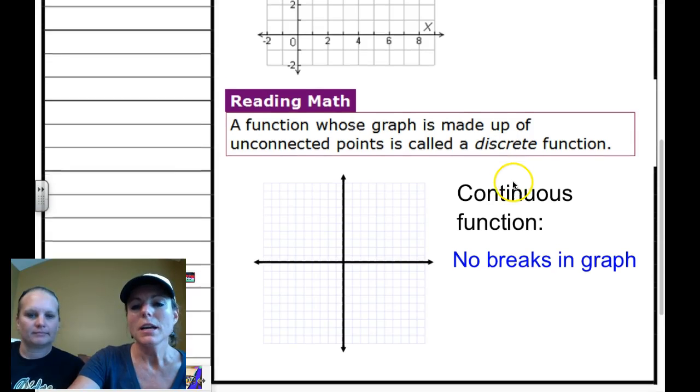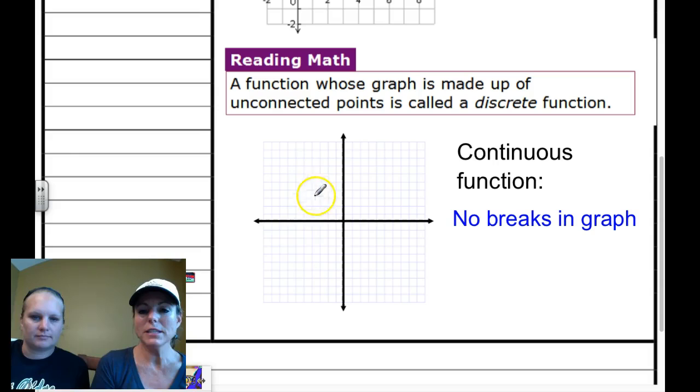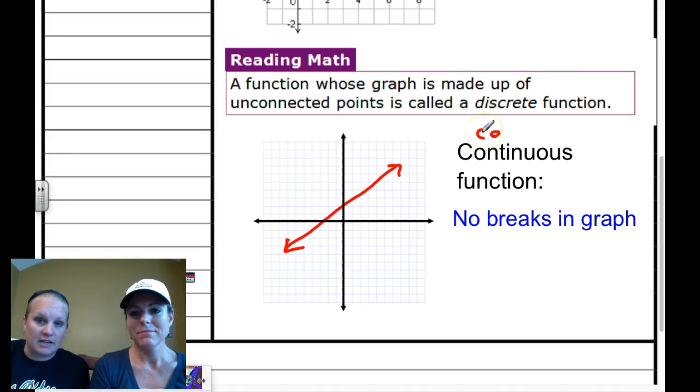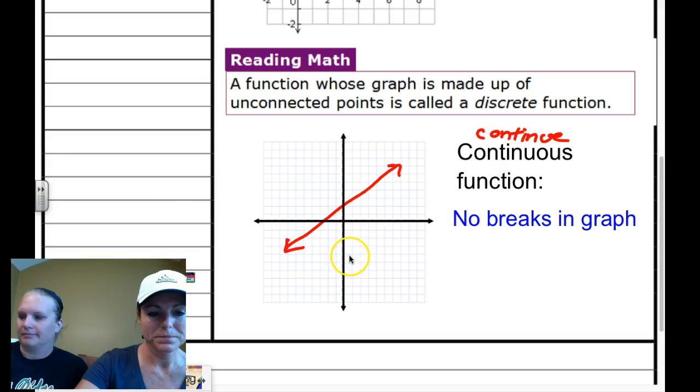So here's continuous. Miss Boyd is going to draw an example of a continuous function. And basically, it's as easy as that. It's a line. Just a reminder, continuous has the word continue. It keeps going. So that's how I remember it. There are no breaks in the graph.